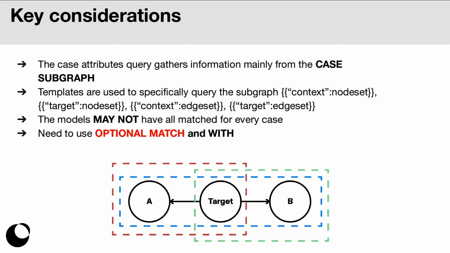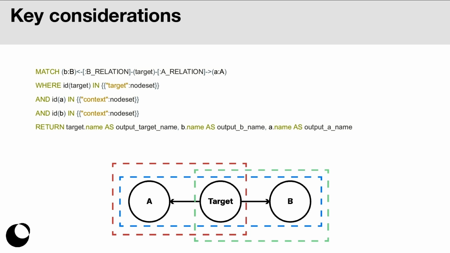So we have two models here. You should not always expect that every case will match both of those patterns. This means you'll need, in your case attributes query, to use the WITH clause to pass the detected values from one match to another, and OPTIONAL MATCH to avoid ending with a query that returns zero results. Because if I keep this query here, you can see that I'm trying to match the model B and the model A, each with a different type of relation. And this means that this case attributes query will only return results if both models matched.